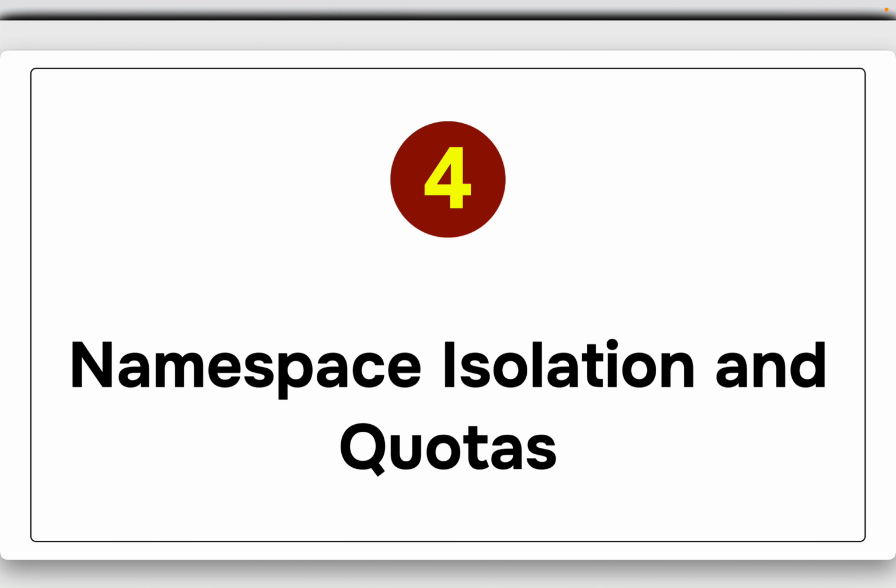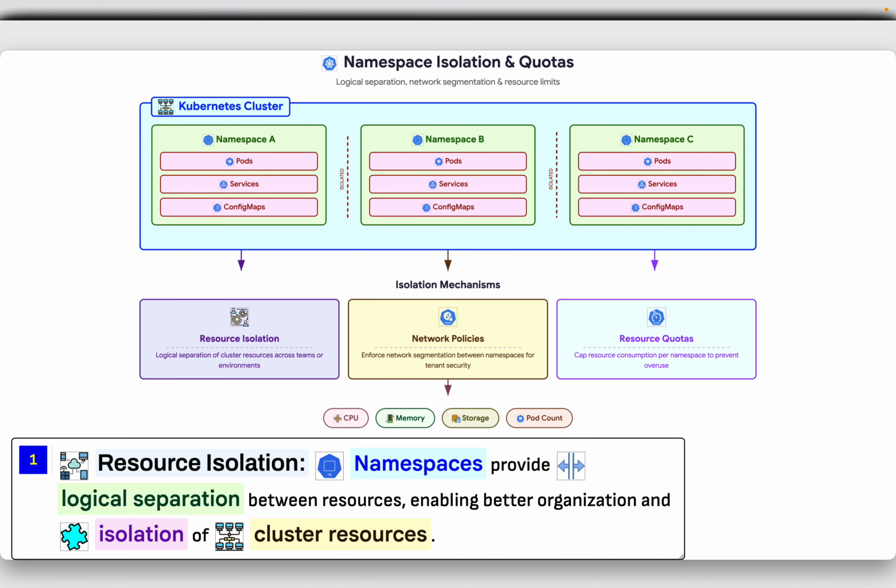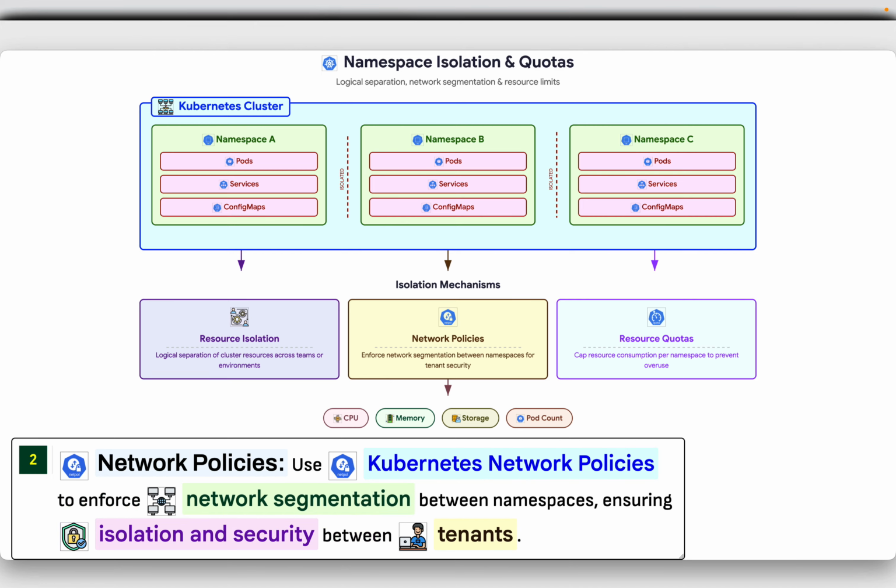Fourth topic, namespace isolation and quotas. First one, resource isolation. Namespaces provide logical separation between resources, enabling better organization and isolation of cluster resources. Second, network policies. Use Kubernetes network policies to enforce network segmentation between namespaces, ensuring isolation and security between tenants.